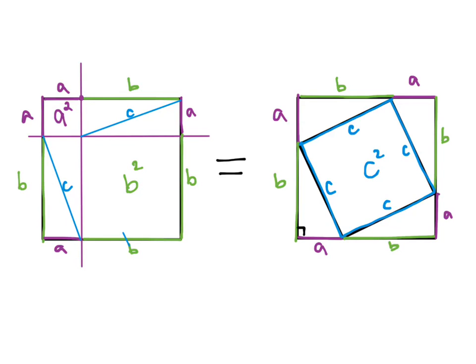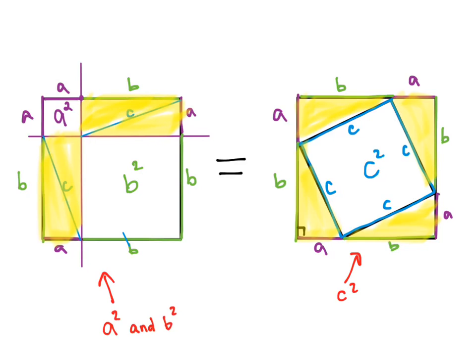Now if I start removing those four triangles, here I've colored them in yellow, but if I take them away, then on the left-hand side I'll be left with just A squared and B squared, which is the area of the two smaller squares. And on the right-hand side, after I've taken away those four triangles, what I'm left with is the area of the blue square, which is C squared.